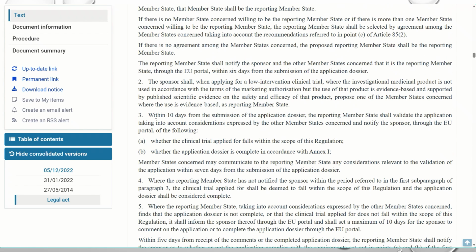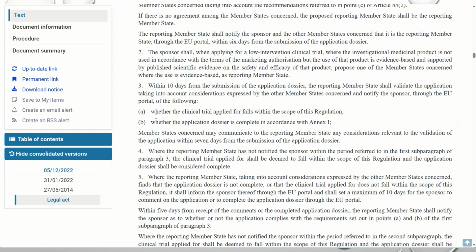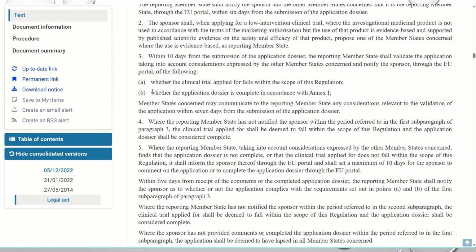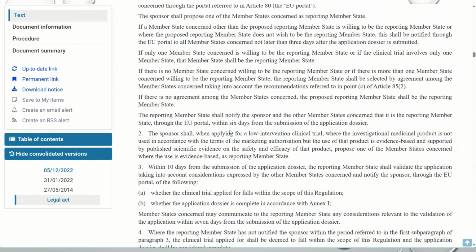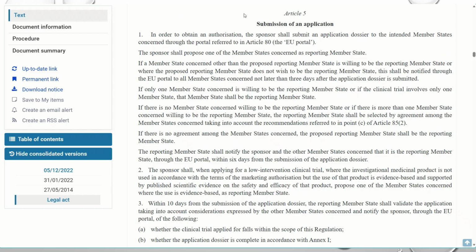So here it is, which is about the validation and what the validation involves. The validation involves two aspects. The first aspect is stating whether the clinical trial that is applied for falls within the scope of this regulation. That's important. And the second part is what we normally think of when we think of validation, and that's whether the application dossier is complete. And if this is all done within the 10 days, then you'll get that confirmation through the EU portal. If you don't get that confirmation, it's considered to be tacit, i.e. it's considered validated and there's no issue. So Article 5 is about the submission of the application.